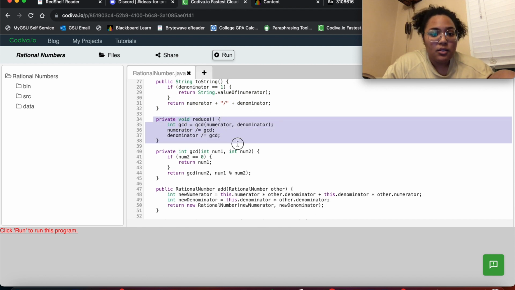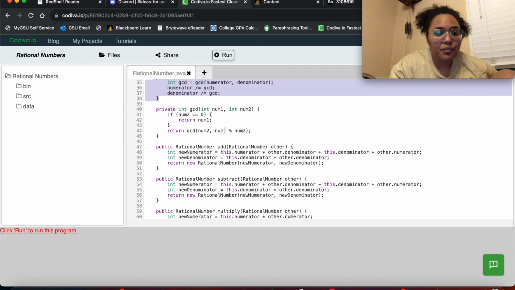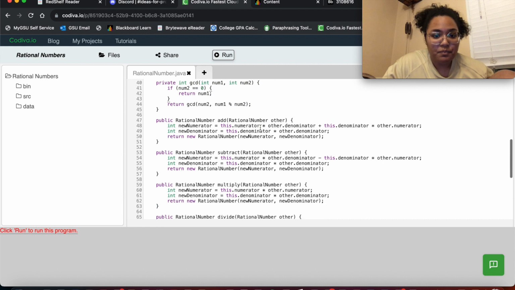This is the reduce method, and this simplifies the rational number to its simplest form by dividing both the numerator and the denominator by their greatest common divisor. This GCD method calculates the greatest common divisor of two integers.